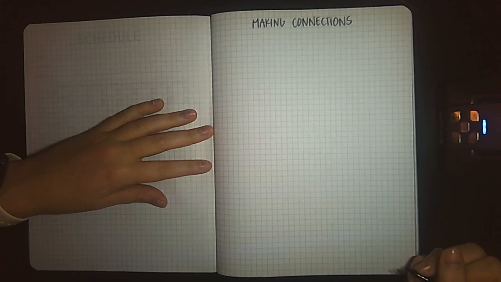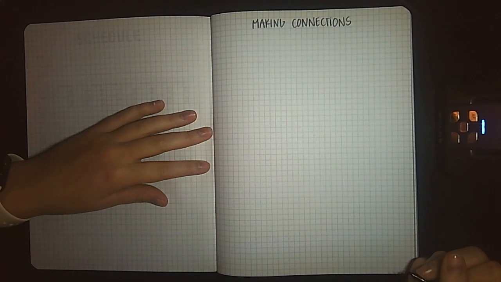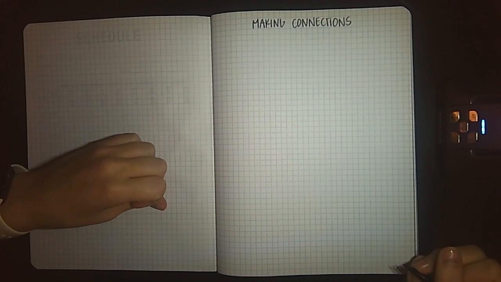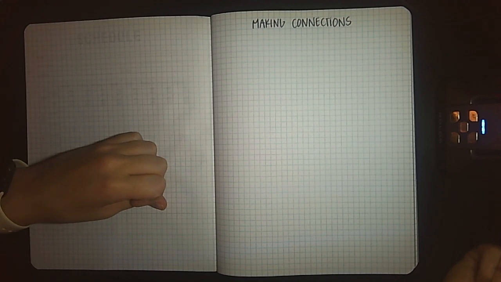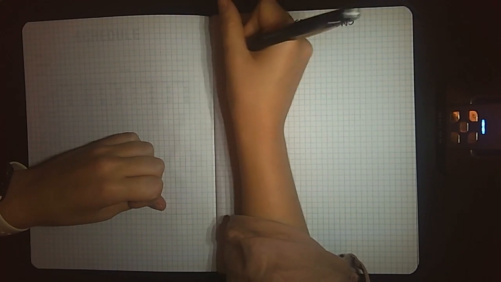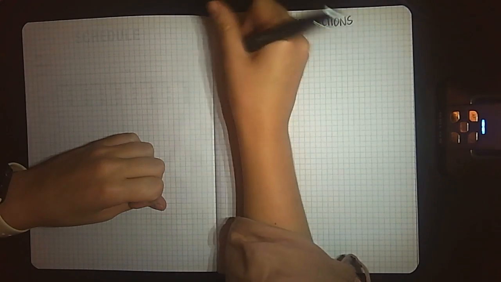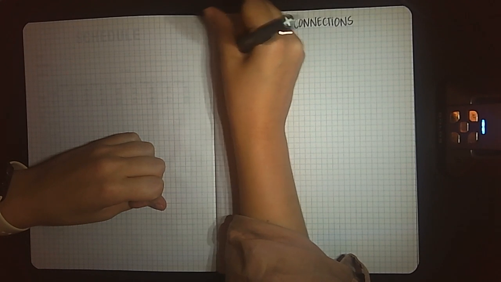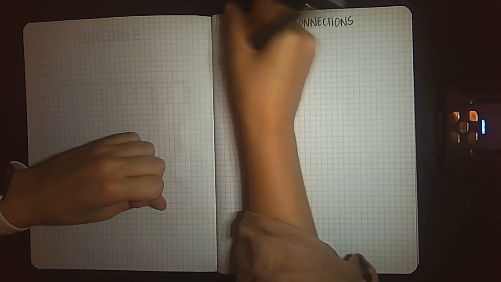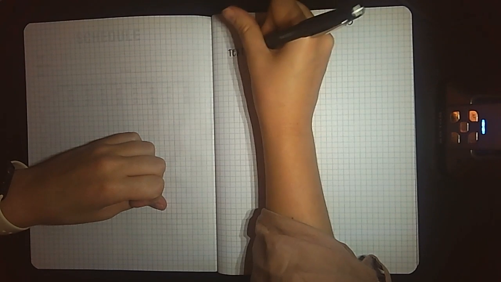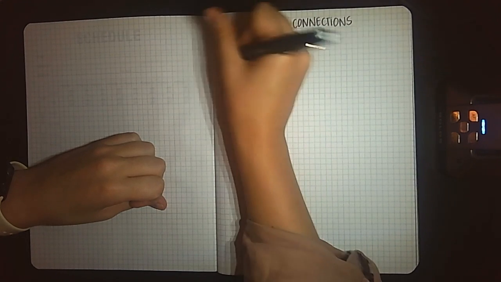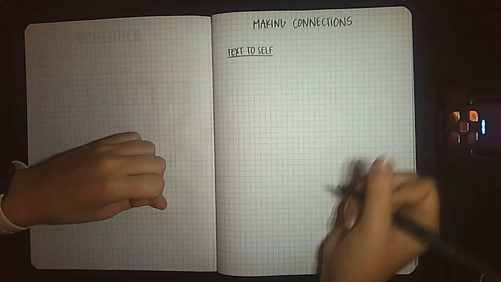So there are three types of connections that we're going to be talking about today, and you're going to be practicing making them throughout the year, whether it be fiction or nonfiction. So the first type of connection that we're going to talk about is text to self. So we're going to go ahead and go down. You can write this on the first line or skip a couple lines. It's whatever is most comfortable to you and makes sense. I would go ahead and underline it.